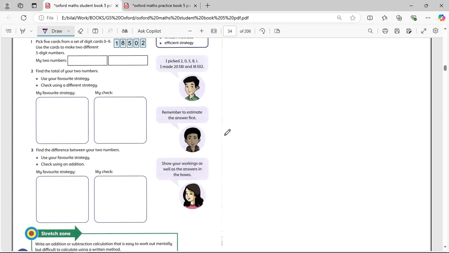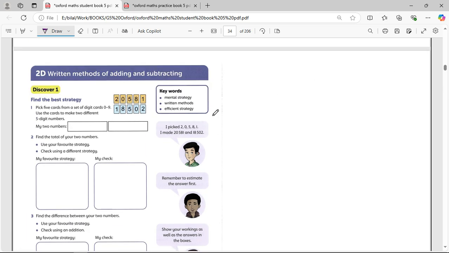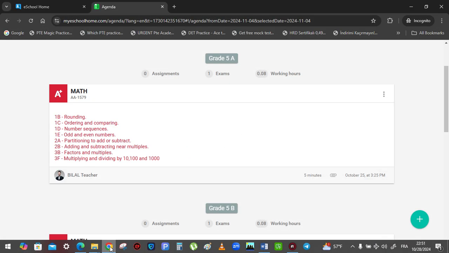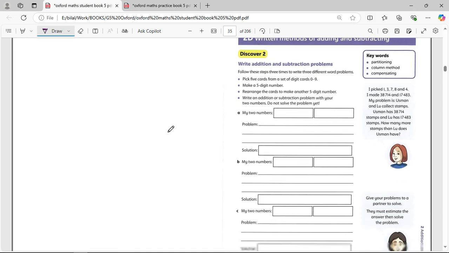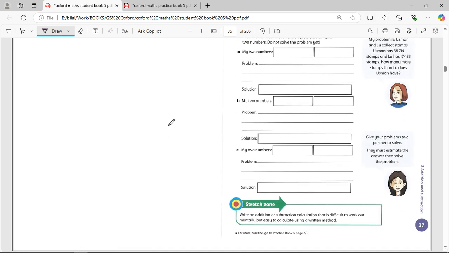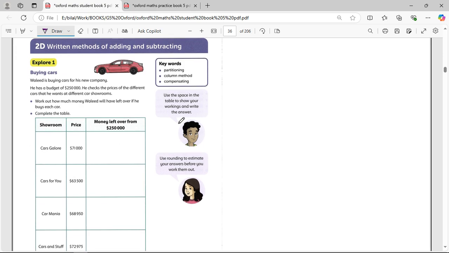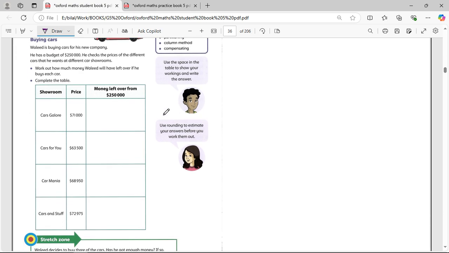Alright, let's talk about how we add and subtract near multiples, or written methods of how to add and subtract. We talked about adding and subtracting near multiples. We talked about many strategies, how to add, how to multiply, how to subtract. But I want to bring attention to this exercise.